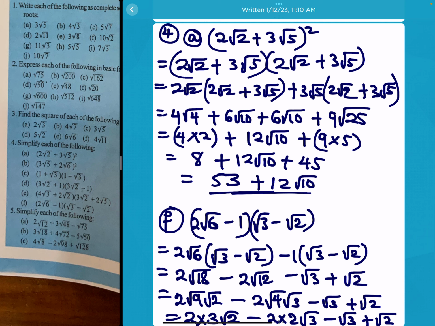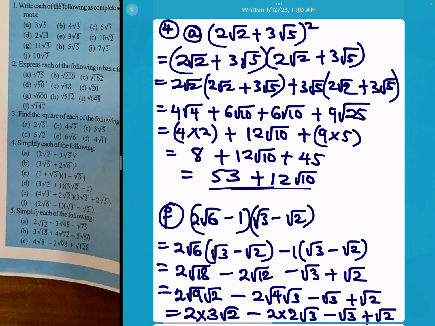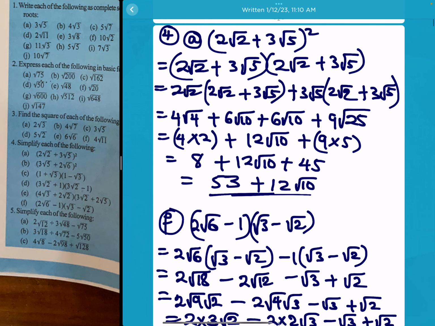In question four, the question says, simplify each of the following. (2 root 2 plus 3 root 5) times (2 root 2 plus 3 root 5). We are squaring it, so that just means multiplying it by itself twice.